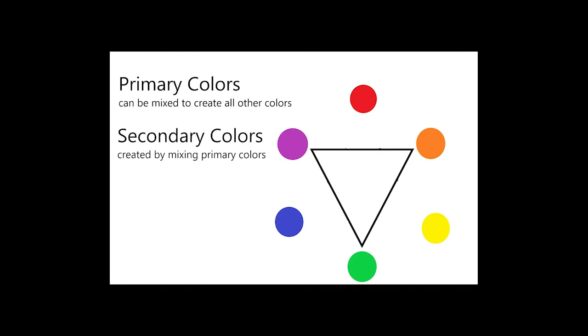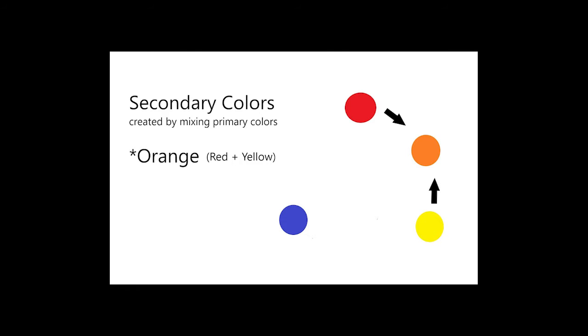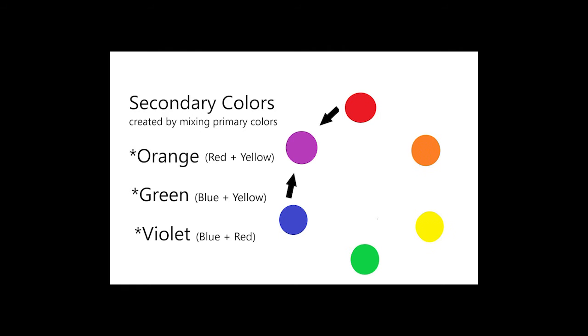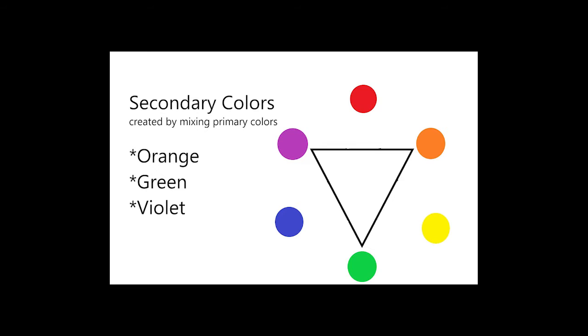By mixing two primary colors together, you get the secondary colors. Red and yellow make orange, blue and yellow make green, and blue and red make violet. These are the secondary colors: orange, green, and violet.